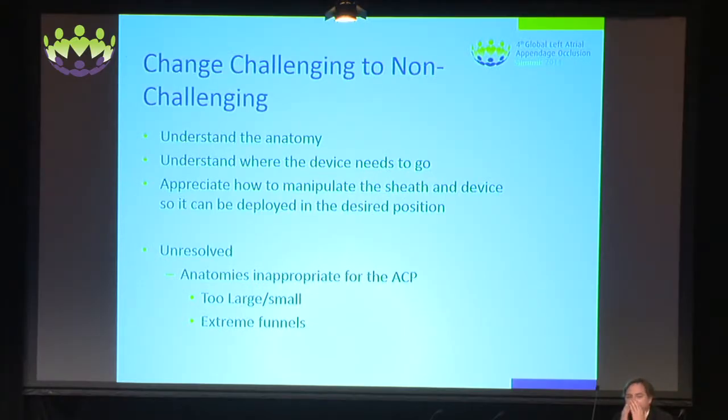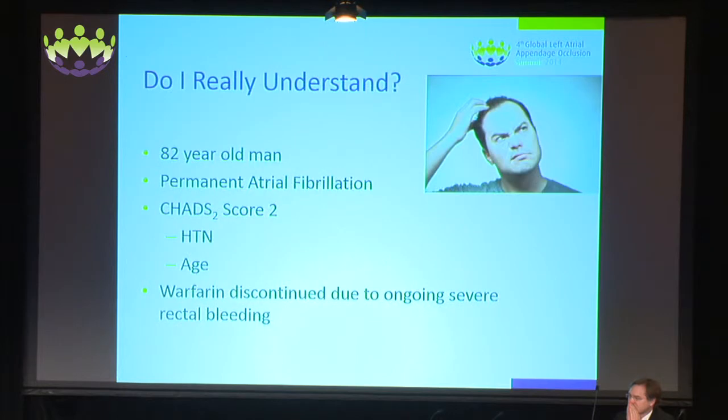What, therefore, are the unresolved issues? They are the anatomies that are inappropriate for the ACP, speaking specifically about the ACP, that are either too large or too small, or extremely funneled. So let's look at our first case, and I'm going to ask the question, do I really understand? This is an 82-year-old man with permanent atrial fibrillation. He's got a CHADS-2 score of 2, and his warfarin was discontinued due to ongoing severe rectal bleeding.